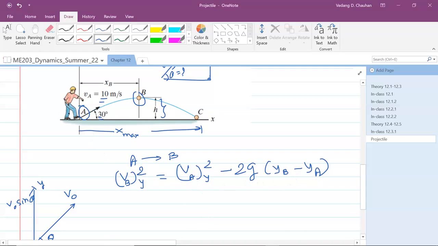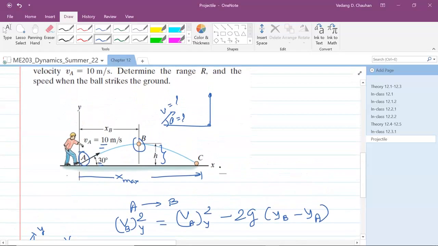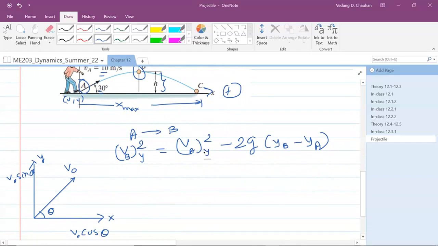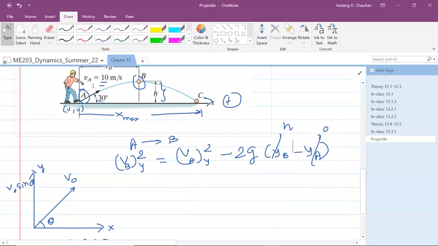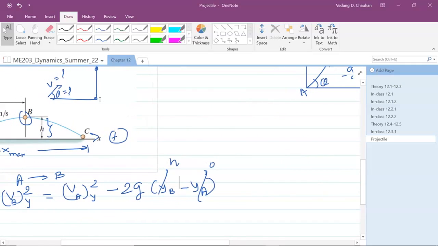Now YA is the ground position, and that's where the origin of the coordinate system is, because the coordinate system is defined as x positive and y positive, and this point is 0, 0. So YA is 0, and YB is the maximum height h. That's what we will substitute. G is gravitational acceleration. The problem is in the SI system, so this is 9.81, and the initial velocity's y component is VA sine 30. That's the first step you should do: calculate the x and y components of the velocity.